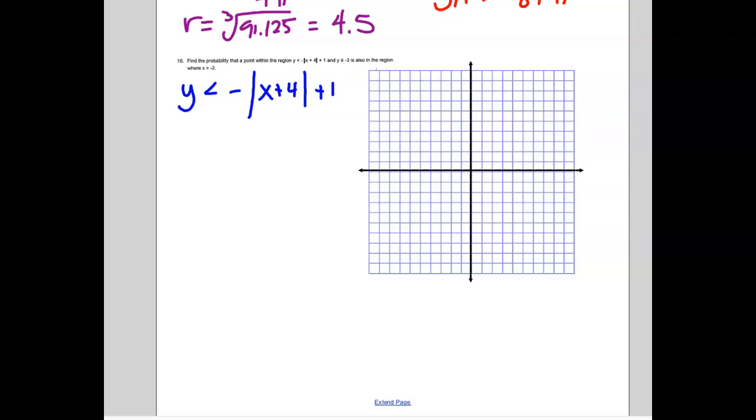It's an absolute value graph, which means it's a V shape. Because of this negative, it's an upside down V shape. And the number in front is just a negative 1. So on the right here, we have a slope of negative 1. We've moved from the origin left 4 and up 1.